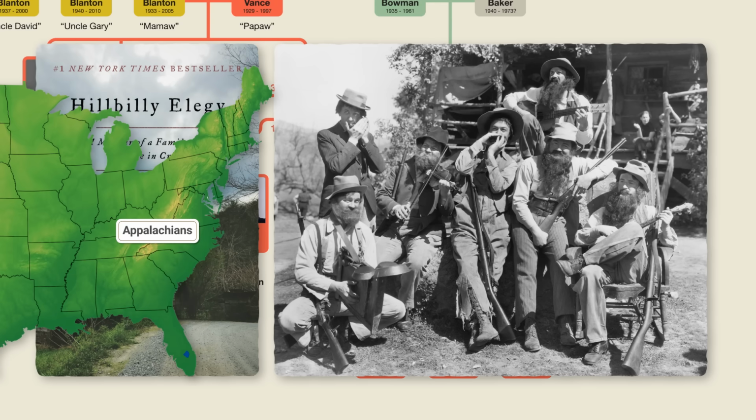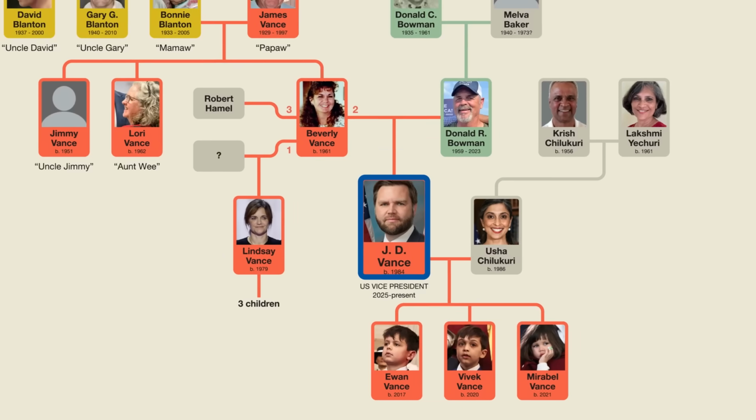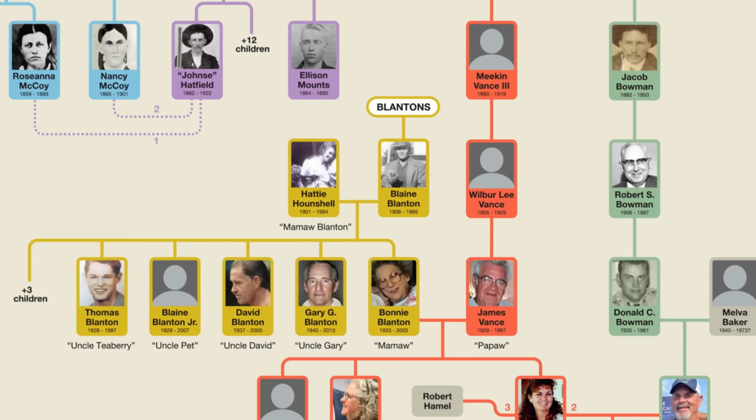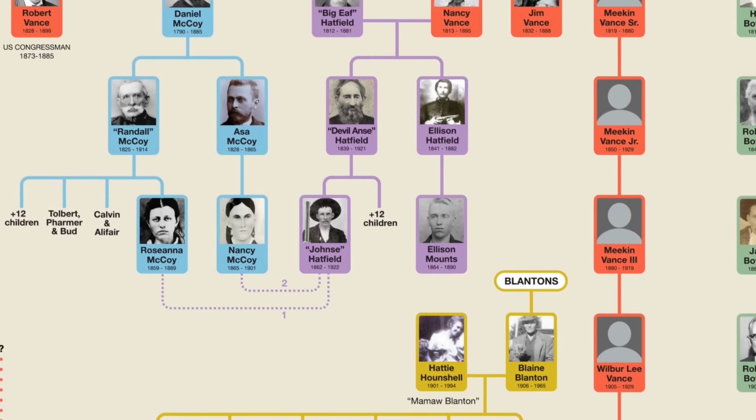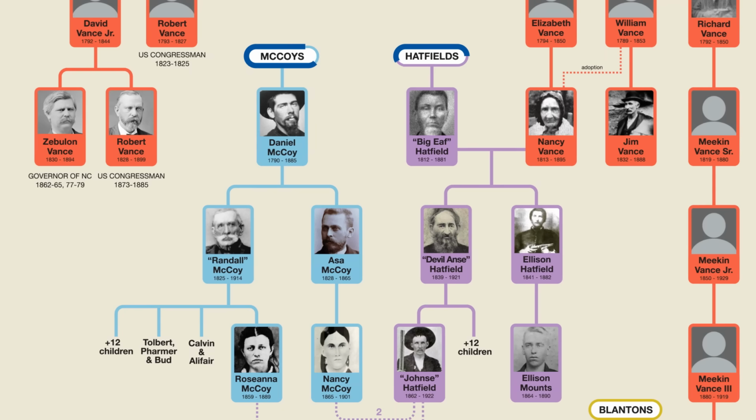Stereotypically, hillbillies are thought of as being poor, uneducated, and prone to violence. Now, while there's some debate over whether or not Vance himself and his immediate relatives were actually ever hillbillies, if we go back far enough on his tree, we do find some, including the two most famous hillbilly families of all time, the Hatfields and the McCoys. So we'll be looking at their family trees in this video as well.